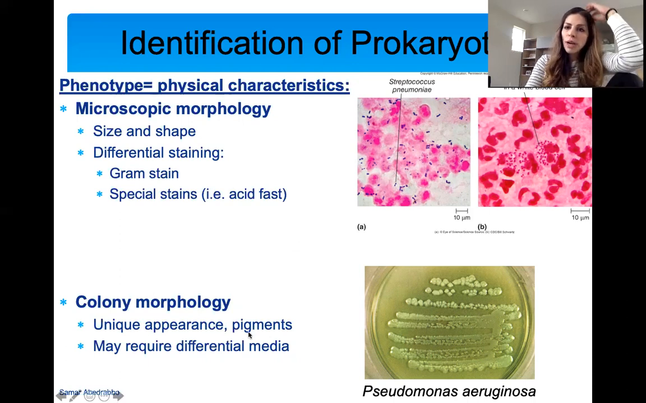Another thing you can do to figure out what your bacteria specifically is, is look at colony morphology: unique appearance and pigments. Remember in lab, we saw that some bacteria make distinct pigments. Some bacteria were red, Serratia, for example. Some bacteria are purple, some are green. So we can look at what they look like on an agar plate. That's what colony morphology is. And you can grow them on different types of media. Here's Pseudomonas aeruginosa, which causes bad lung infections, as an example. So both microscopic morphology and colony morphology are physical characteristics, so they're phenotypes that we can use in lab to figure out what something is.